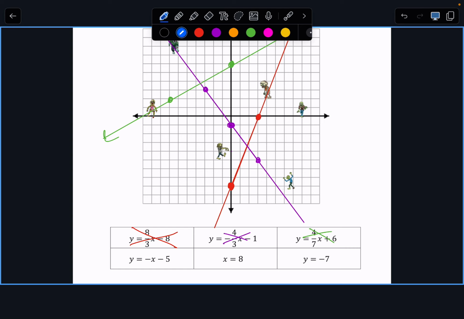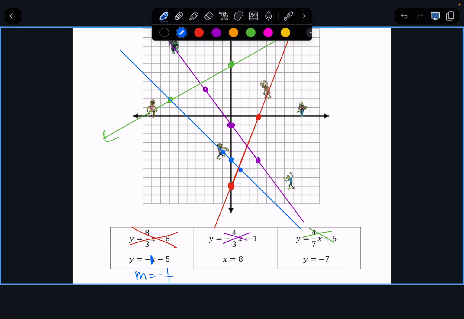Now, some of us panicked. We know B is -5. But what's our slope? Our slope is -1 over 1. So down 1, right 1, or up 1, left 1, to slice this ugly zombie right here.